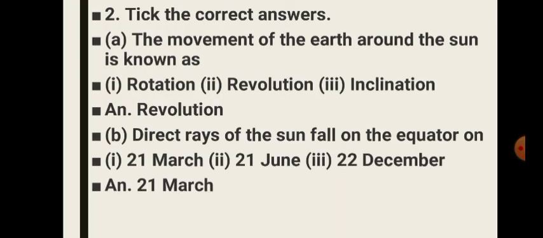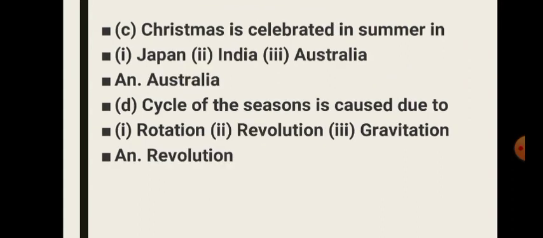Next, let's see the correct answers. The movement of the earth around the sun is known as rotation, revolution, inclination. Answer: revolution. Direct rays of the sun fall on the equator on 21st March.